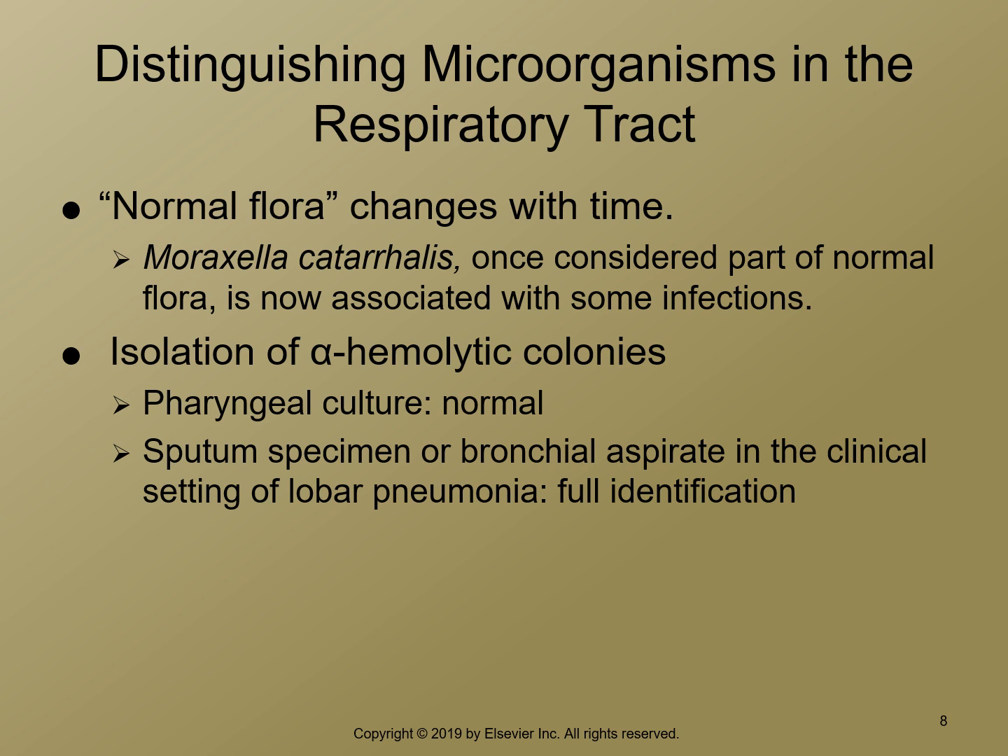In regards to the anatomic source, if alpha hemolytic colonies are isolated from a sputum or bronchial aspirate in the clinical setting of lobar pneumonia, full identification and workup would be required, whereas a pharyngeal culture may not be required at all and is routinely considered normal unless the patients are immunosuppressed.